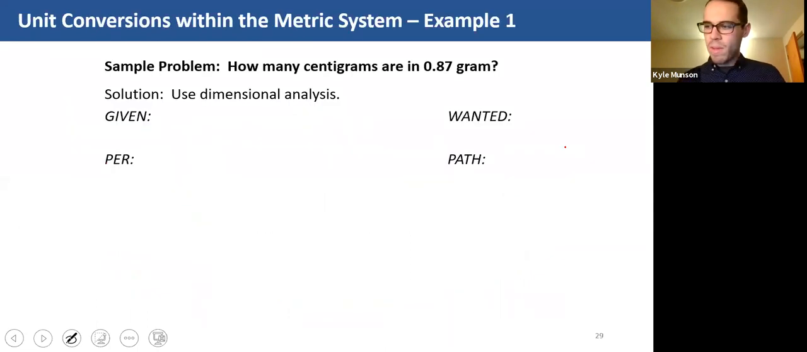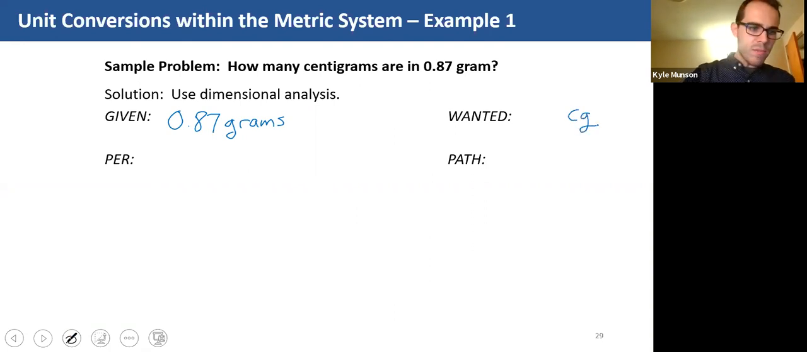We're going to do this the same way we did before. How many centigrams are in 0.87 grams? To solve this problem, we're going to use dimensional analysis, okay? So let's do this together. Let's write down what's given. We're given 0.87 grams, okay? And what do we want? Well, the unit of what we want is centigrams.